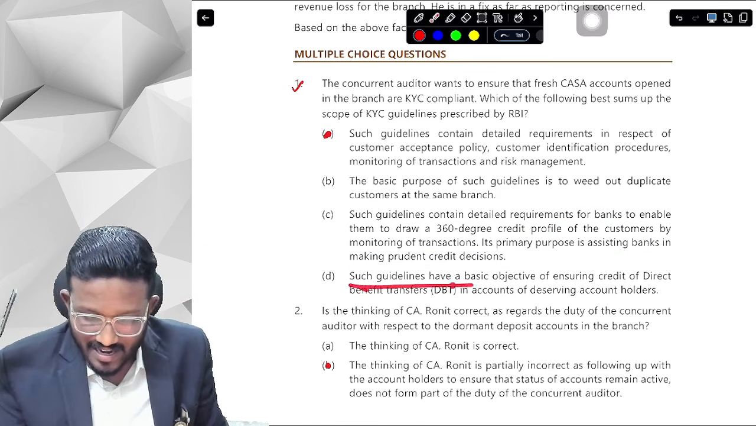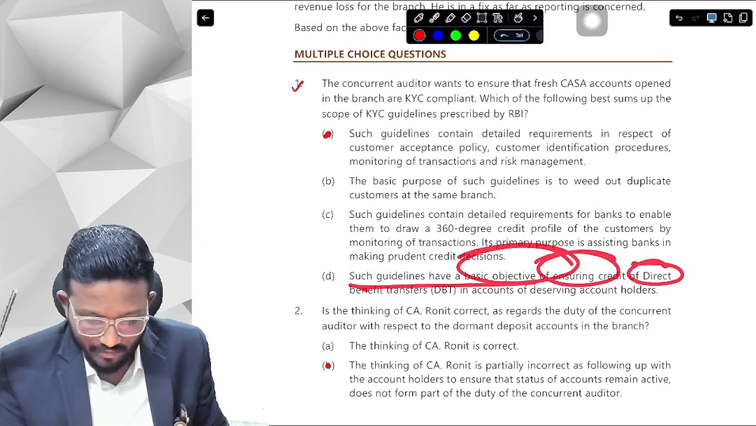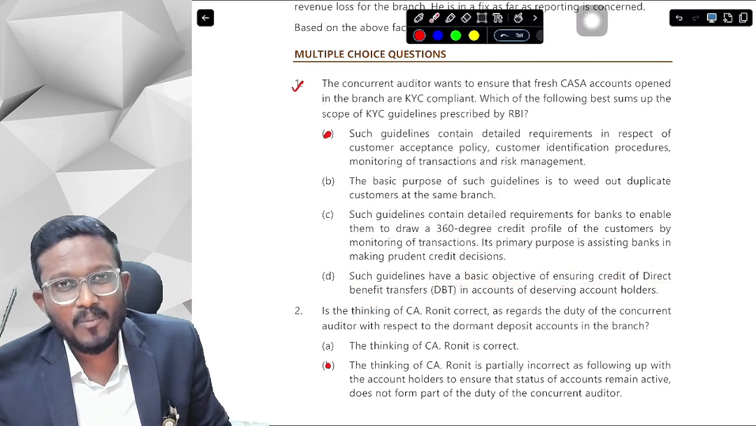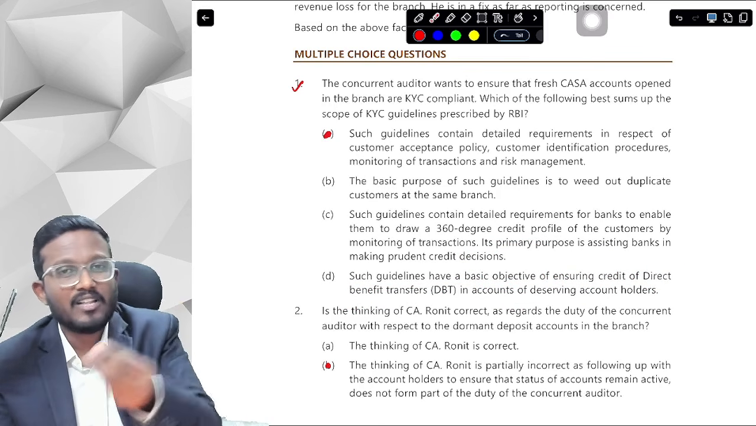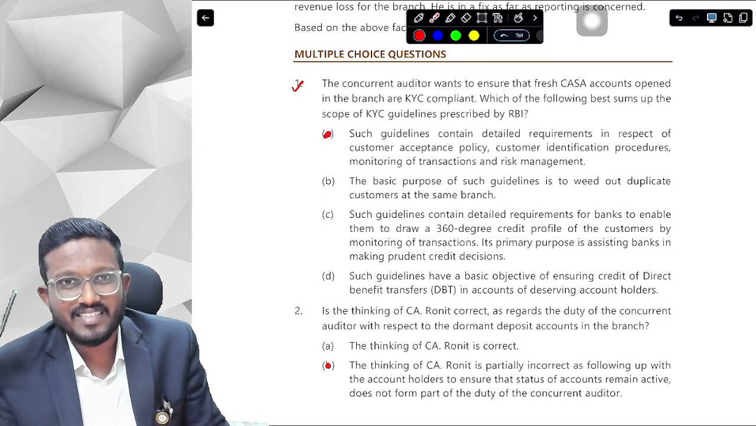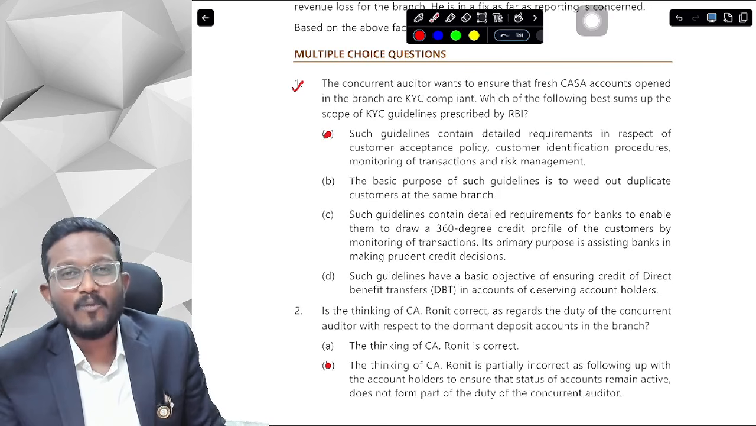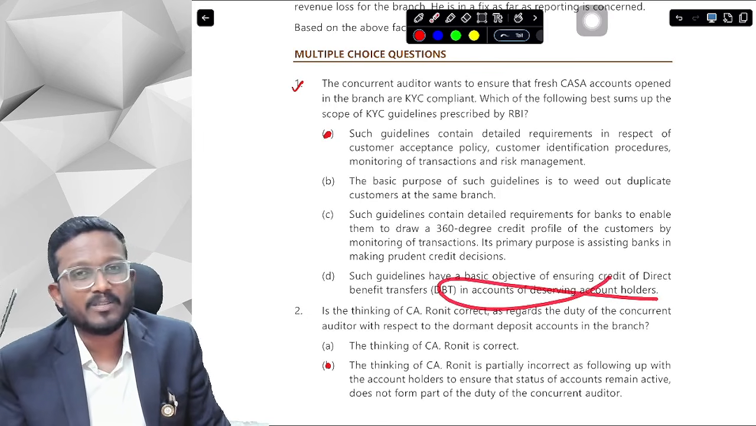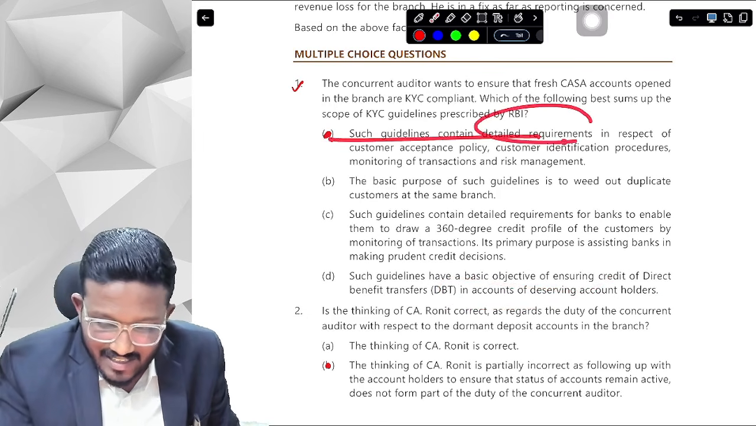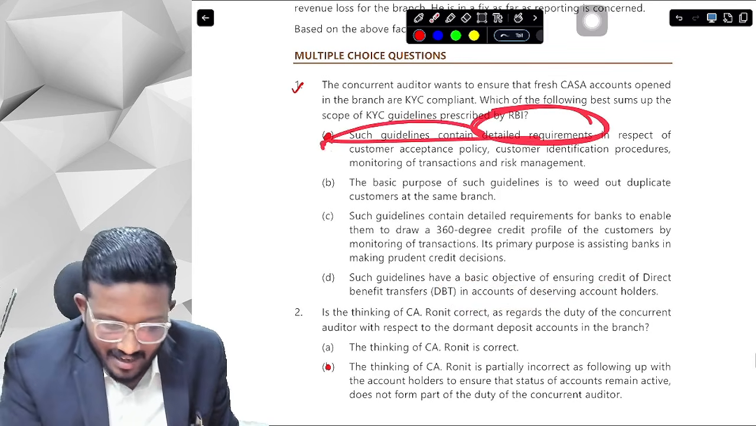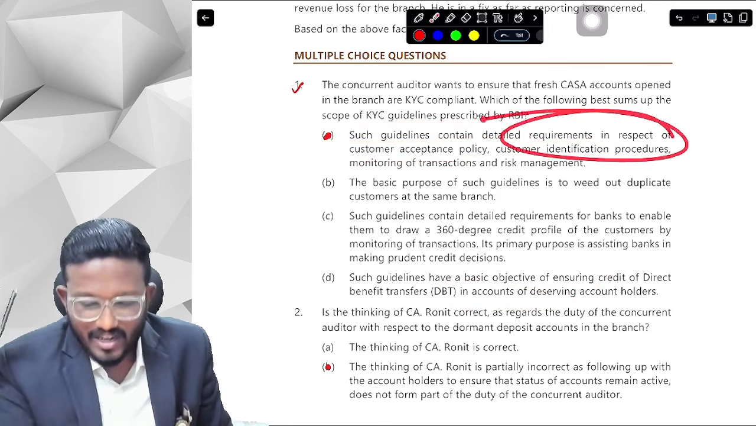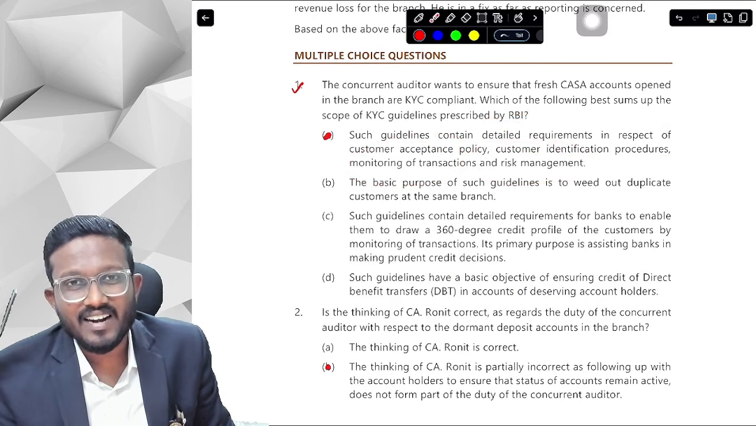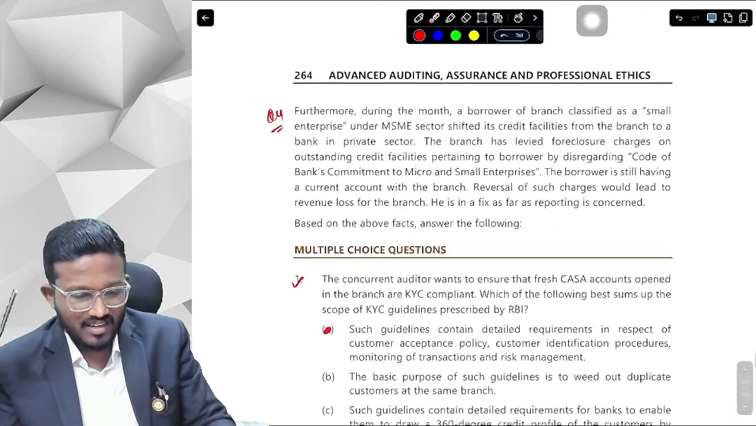Third, such guidelines have a basic objective of ensuring credit of direct benefit transfer into the accounts of deserving account holders. So basically a government may have a scheme of direct benefit transfer, transferring 10,000 rupees cash just before the elections, and for that reason we obtain KYC. That is also wrong. So what is the purpose of KYC, sir? Such guidelines contain detailed requirements regarding the customer acceptance policy, customer identification procedures, monitoring of transactions and risk management. These are the things covered in our KYC guidelines. Okay, yes sir. Next, sir?